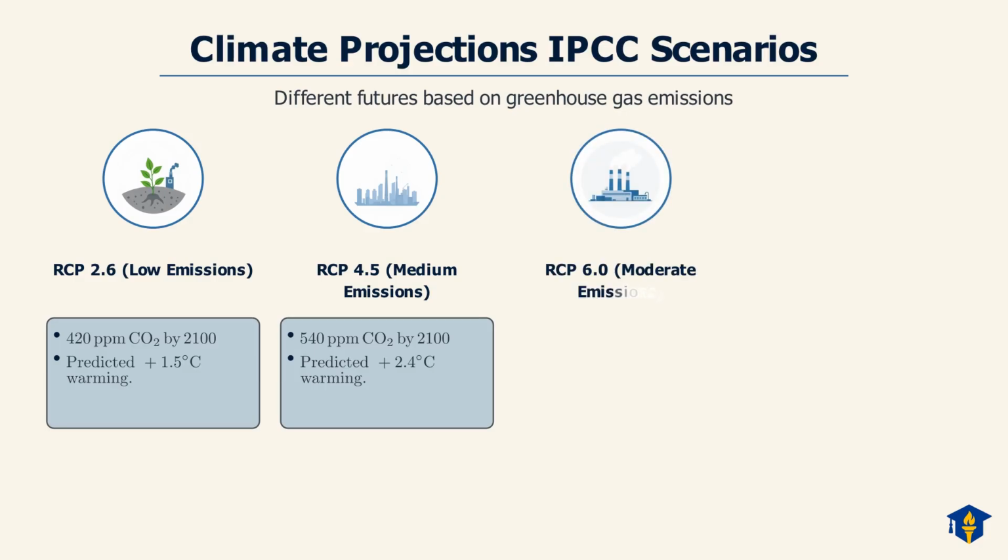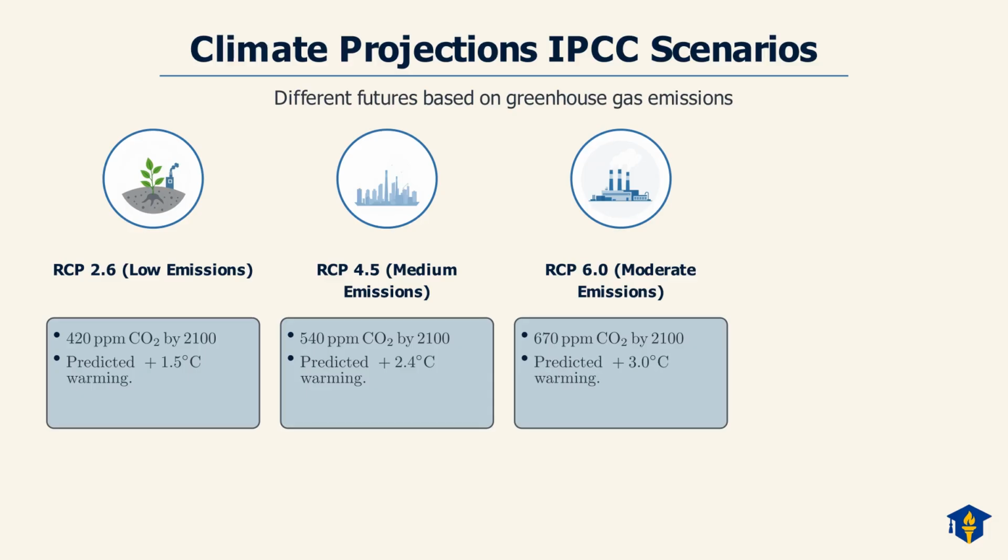RCP 6.0 describes a moderate emissions future, implying some action but not aggressive reduction. Carbon dioxide levels could rise to around 670 parts per million by 2100 in this scenario. This moderate pathway forecasts a global warming of approximately 3.0 degrees Celsius.